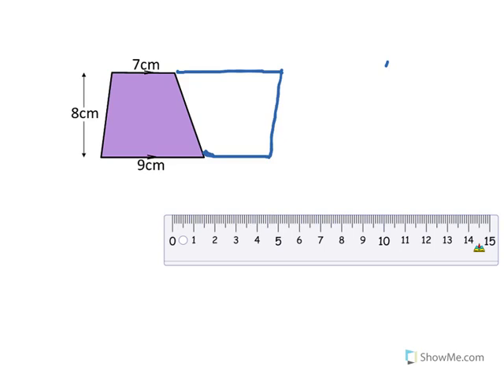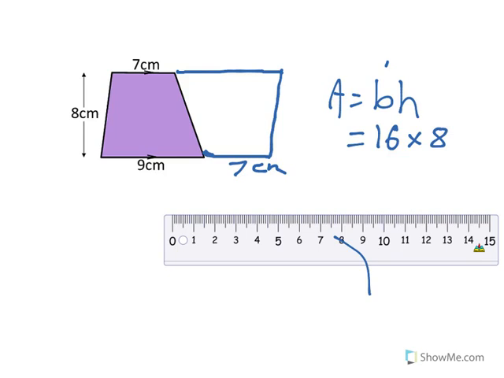And you might remember that the area of a parallelogram is simply base times height. So in this case, the height is 8. The base would be 9 plus 7, because that's 7, correct? We brought the centimeters down. So that would be 8 times 9 plus 7, which is 16. So it would be 16 times 8. That would be the area for this entire shape if we took this trapezoid and doubled it.